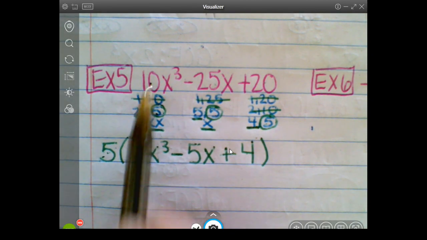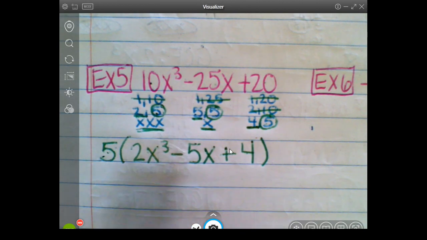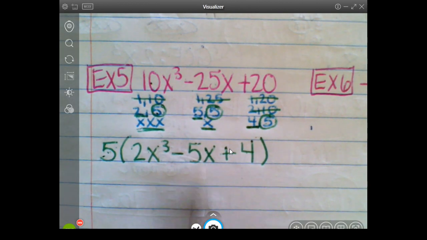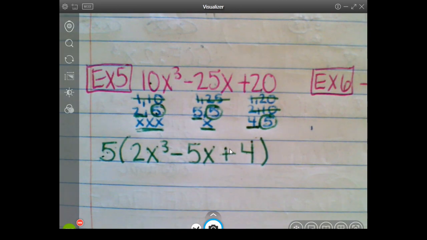5 times 2 is 10, x3. 5 times negative 5 is negative 25x. 5 times 4 is 20. And that's how you know you're correct.